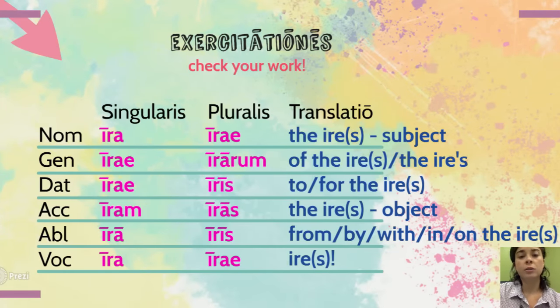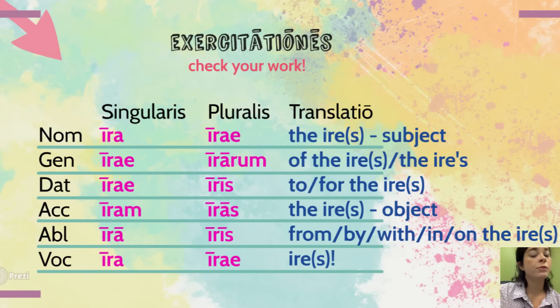So this is what your exercitatio should look like. We have ira, irae, irae, iram, ira, ira, irae, irarum, iris, iras, iris, irae.